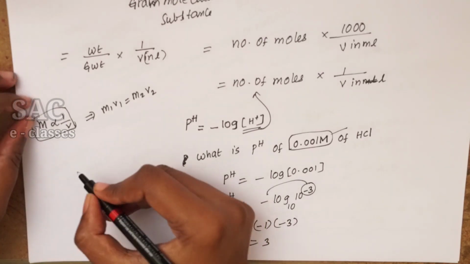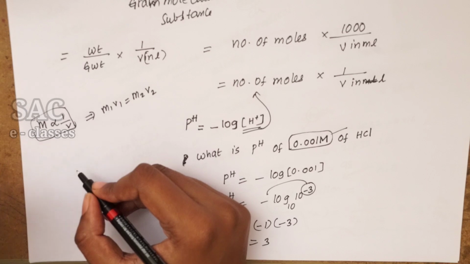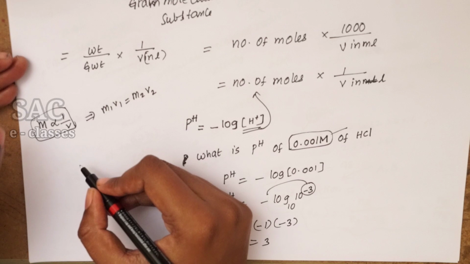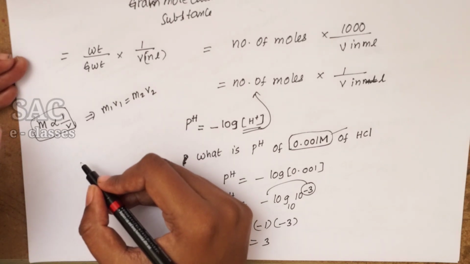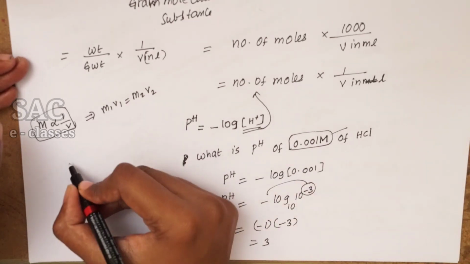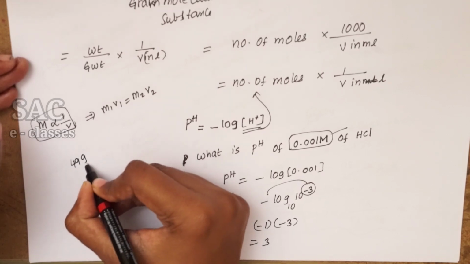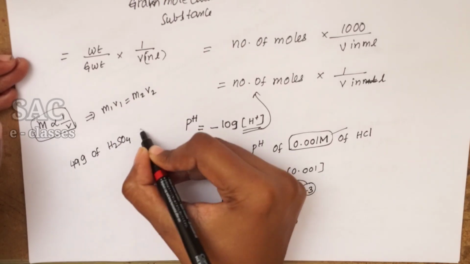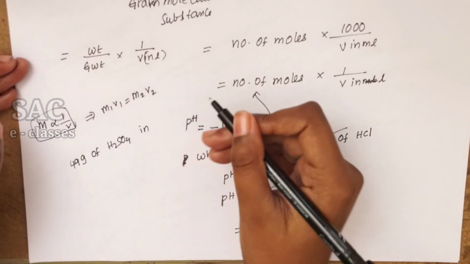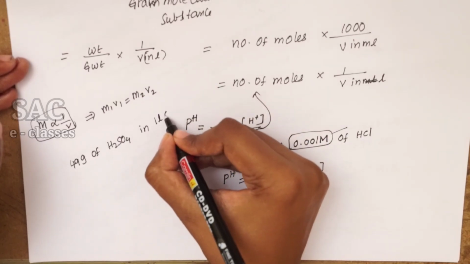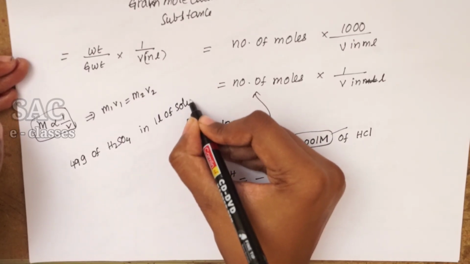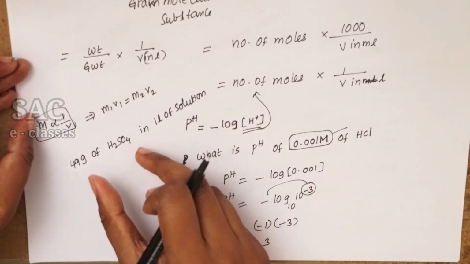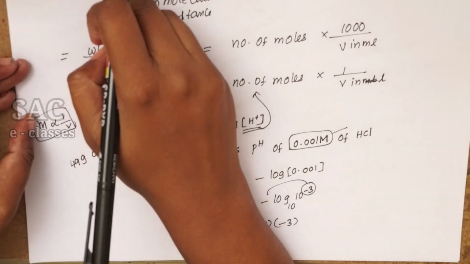Maybe they ask: what is the pH of 49 grams of H2SO4 in 1 liter of solution? They may give that. That means here, do you know the strength of this particular acid? No, that's why you use the molarity formula.